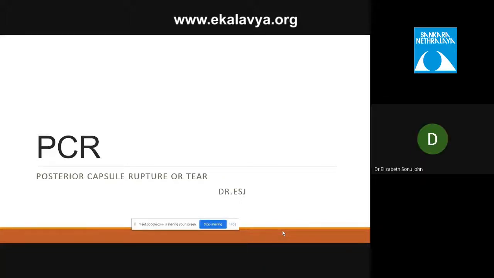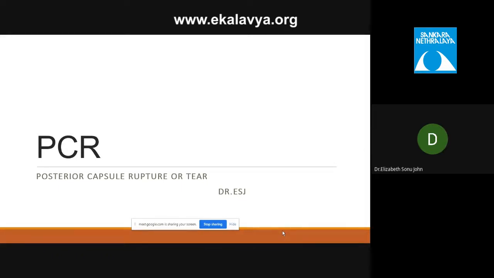So we'll deal with the sight-threatening complication by Elizabeth. Jaya has already covered the other complications that happen in cataract surgery, and I'll be dealing with posterior capsular rupture, DM detachment, and expulsive hemorrhage.